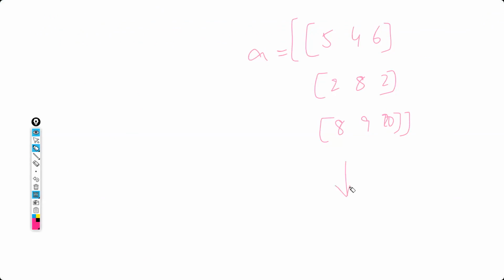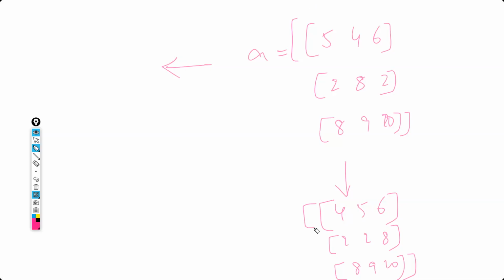Now sorting can be done in 2 ways. Now what is sorting means? Two types of sorting are there. One type of sorting is called as row sort. Second one is called as column sort. Now what is meant by row sort? Row sort means it is going to take each row. In each row it will do the sorting. First it will take the first row and it will do the sorting. What is the sorting of first row? 4, 5, 6. This is the first row sort. Second row 2, 2, 8. Third row 8, 9, 20. This is called as row wise sorting.